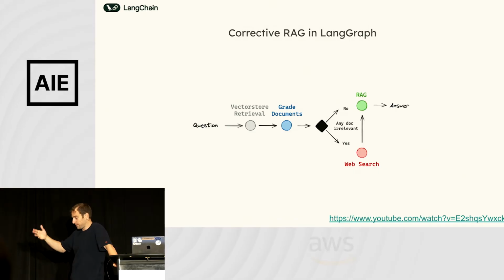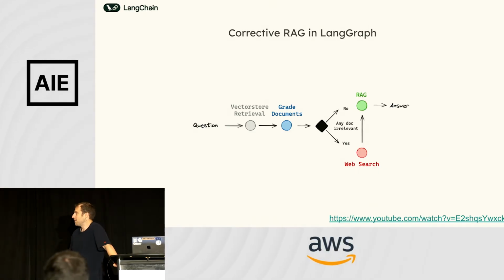Basically, let the model reflect automatically on retrieved documents and automatically filter them for you. Seems like it should be able to do that. Seems like a good idea.